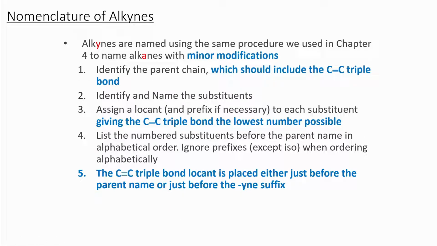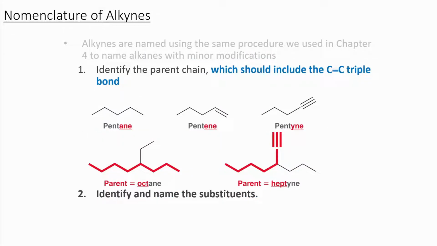We are able to name alkynes in a similar fashion to how we label alkanes. We begin by identifying the parent chain, but in this case the carbon-carbon triple bond should reside within the parent chain. Afterwards, we identify and name the substituents, and then we assign a location and prefix to each of the substituents. If possible, we would like to give the carbon-carbon triple bond the lowest number. The carbon-carbon triple bond location is placed either just before the parent name or just before the -ine suffix. Let's take a look at an example.